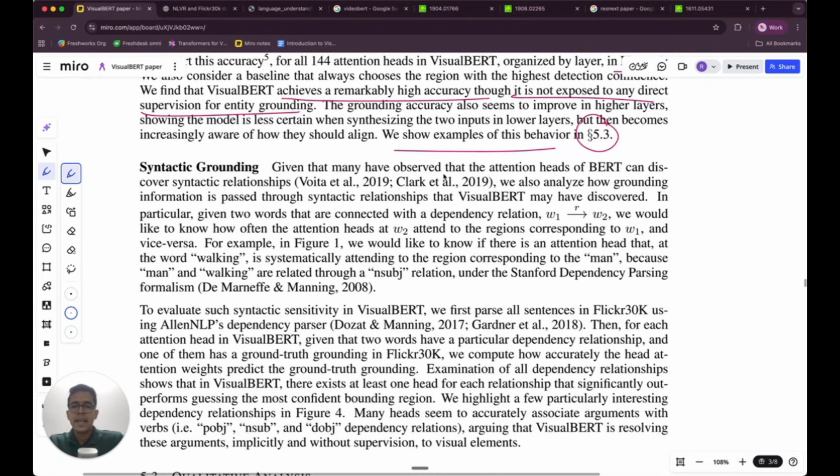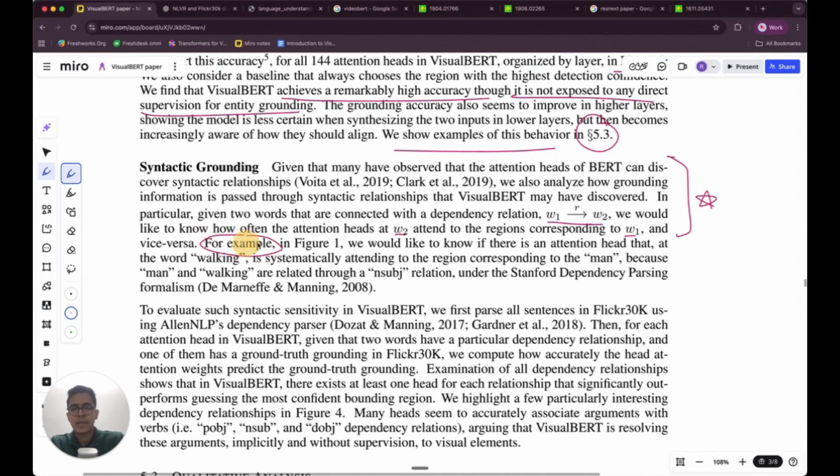Syntactic grounding. Given that many have observed that the attention heads of BERT can discover syntactic relationships, we also analyze how grounding information is passed through syntactic relationships that VisualBERT may have discovered. In particular, given two words that are connected with a dependency relation W1 to W2, we would like to know how often the attention heads at W2 attend to the regions corresponding to W1 and vice versa. For example, so far I cannot understand. It's all a generalized statement. I just want a specific example.